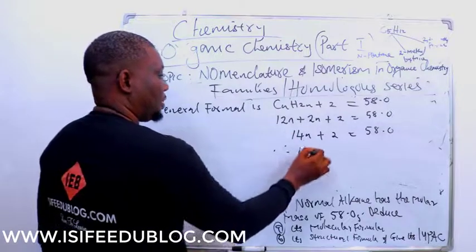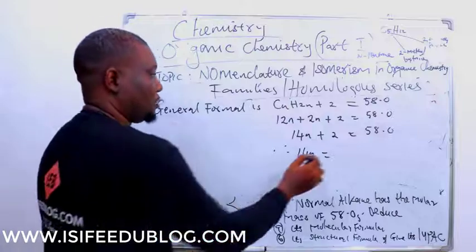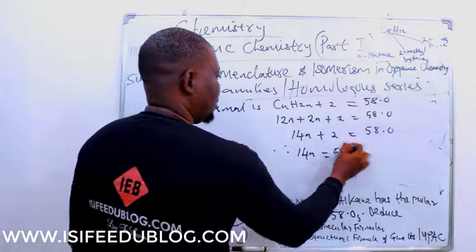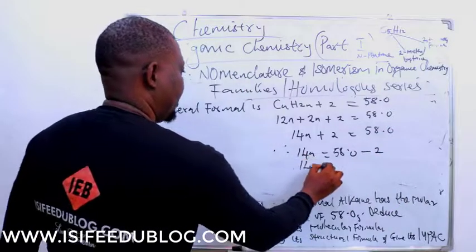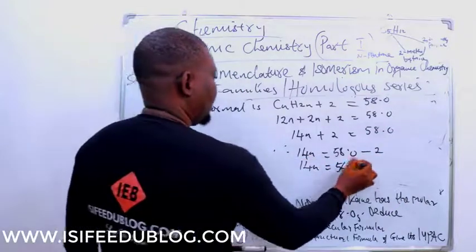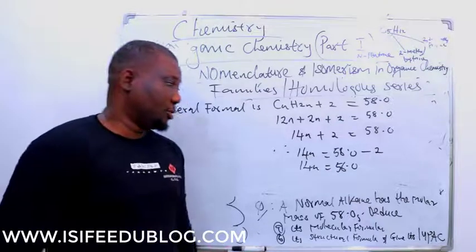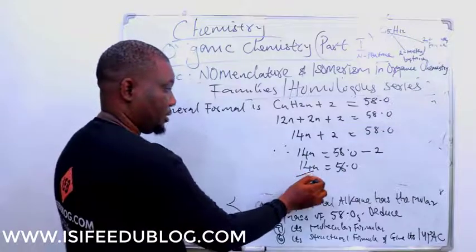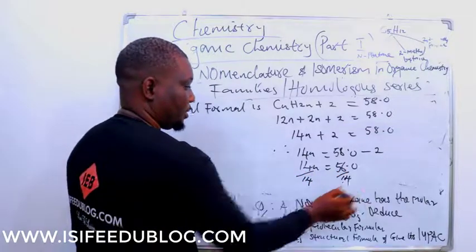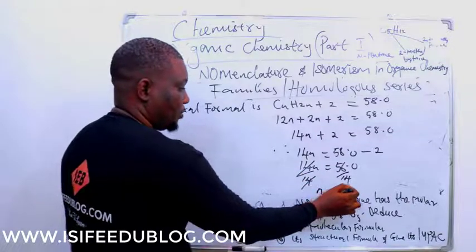Therefore, 14n is equal to 58. The 2 going over here becomes minus 2. Then 14n is 56. Okay, so what do we do at this point? We divide both sides by 14. So here 14, here 14. So n here is equal to 4.